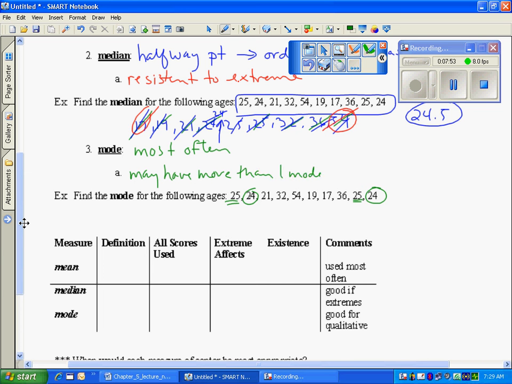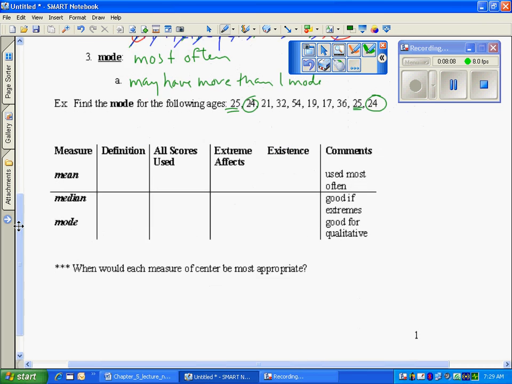I may have no mode at all if it's just a list of numbers and none of them repeat themselves. The mode is really not that useful with quantitative or numerical data. Oftentimes the mode is going to be used for qualitative data. That's what the mode is typically used for. So when I say most of the students at SKC are female, most means mode, and what are they? They're female. Remember, that's categorical or qualitative.